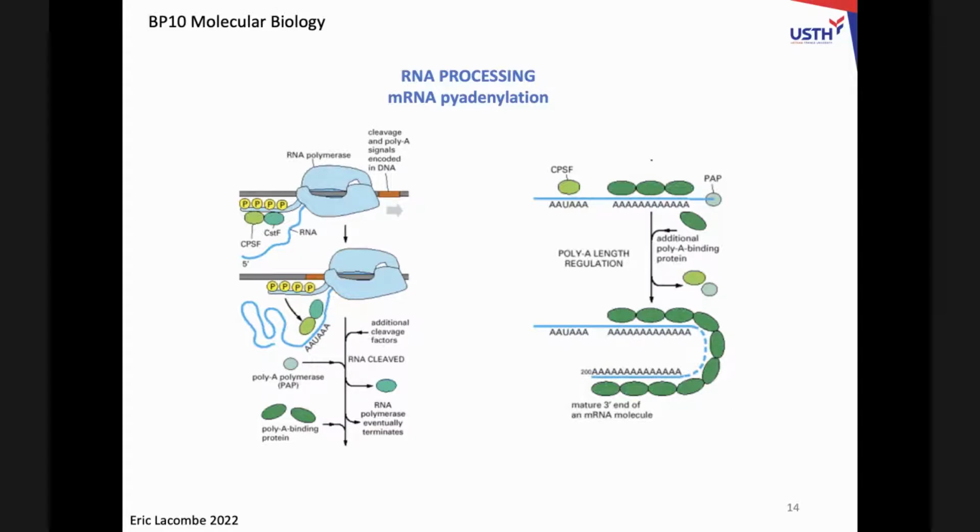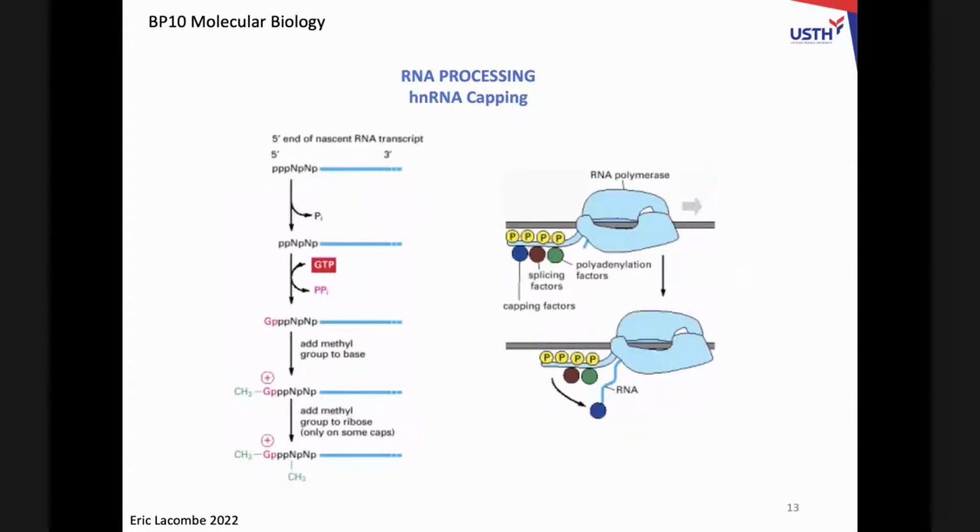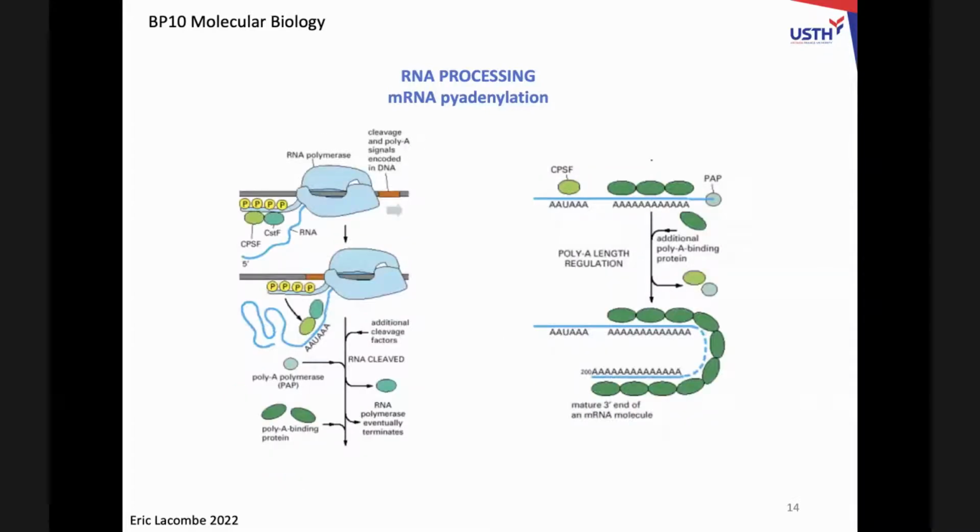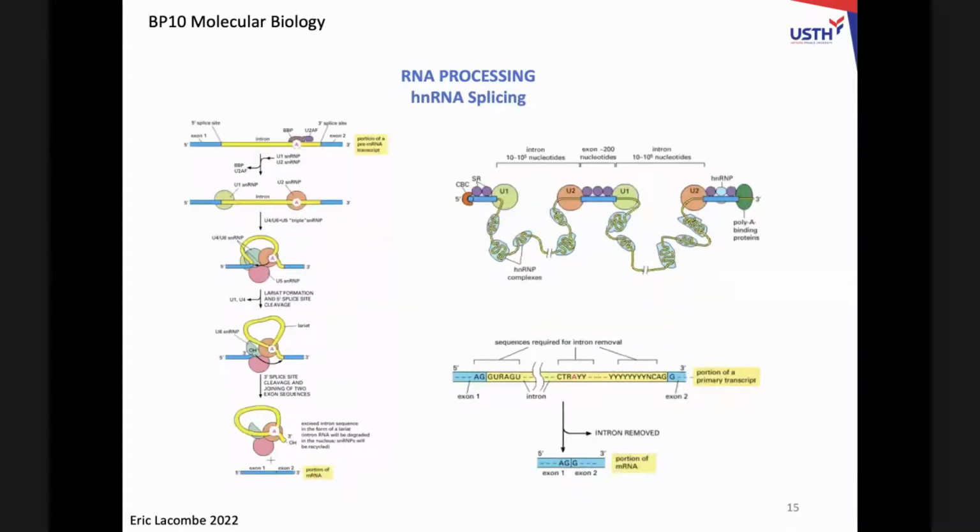So let's go back to the RNA processes. We saw the cap at the 5' end specific to POL2, the poly-A tail and the termination at the 3' end, and this is just a quick recap, because after this I'm going to explain what happens for splicing.